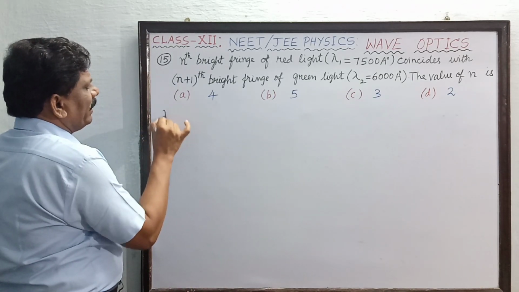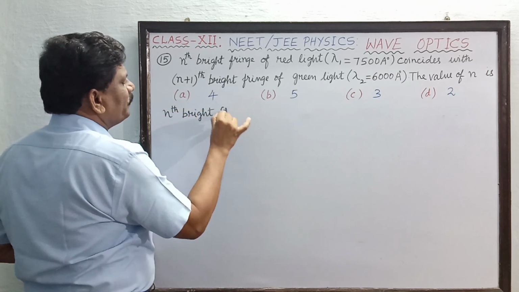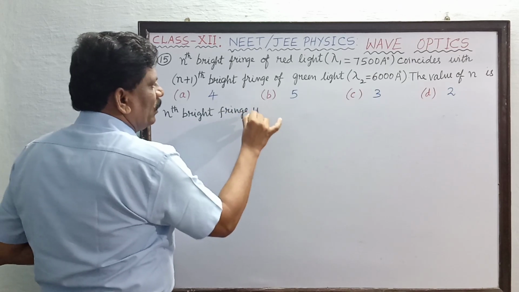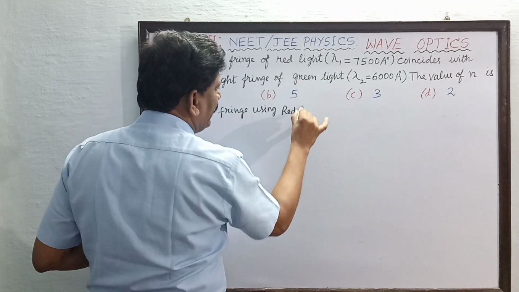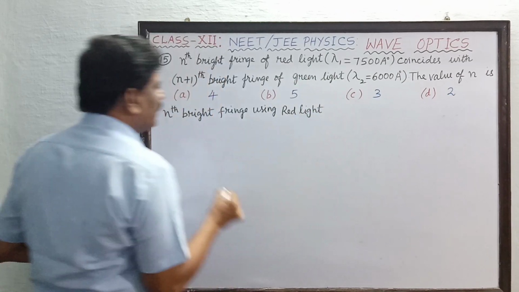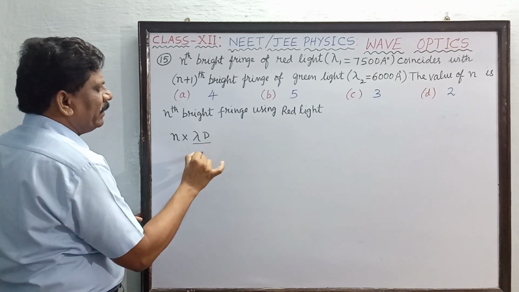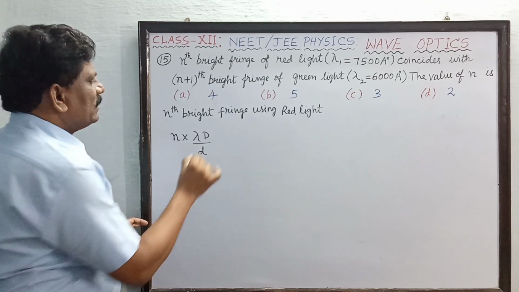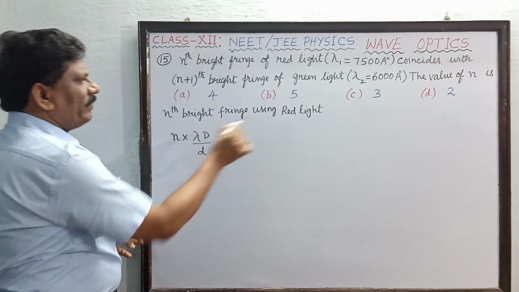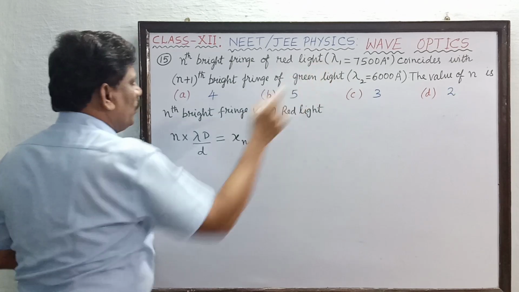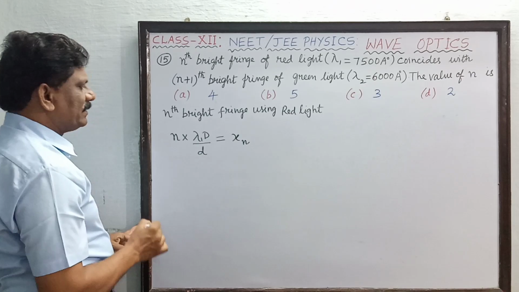So first we will write the nth bright fringe using red light. What is the condition for the nth bright? It is n lambda D by d, and this is equal to x n. I will take the wavelength for red as lambda 1. So this is n lambda 1 D by d is equal to x n.